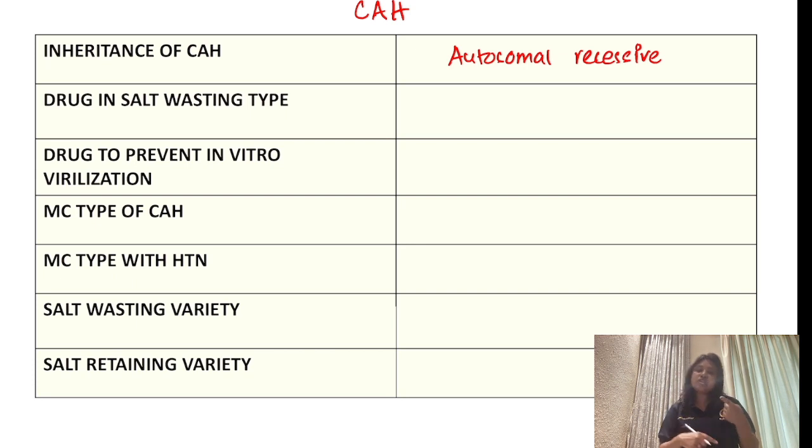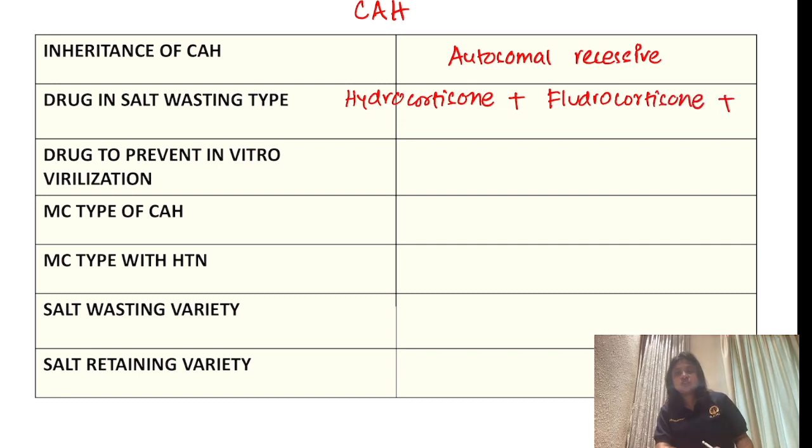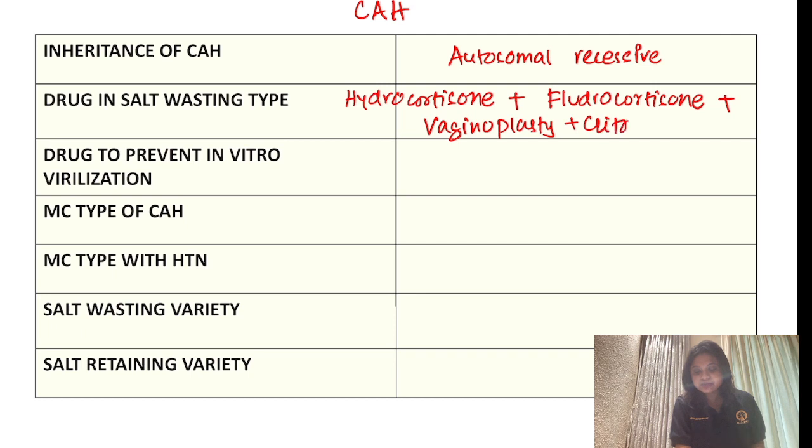So for cortisol deficiency, we need to supplement with cortisol. So what is the cortisol we supplement? We supplement with hydrocortisone. If there is salt wasting, that is mineralocorticoid deficiency, we need to supplement with mineralocorticoid. We give fludrocortisone. And if you are having ambiguous genitalia, next we need to go for a cosmetic surgery that is known as the vaginoplasty with clitoral recession. So vaginoplasty plus clitoral recession.